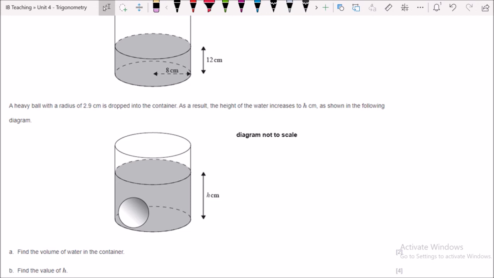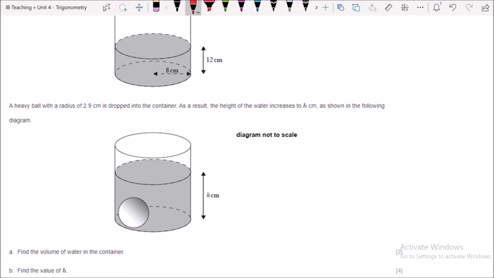Okay, so the height of the water was 12 centimeters. Now it's higher. Makes me think of when you go to get coffee, you get an iced coffee and they fill the whole thing with water, and then you're like, wait, where's my coffee? Anyway, so we're going to find the volume of water in the container.